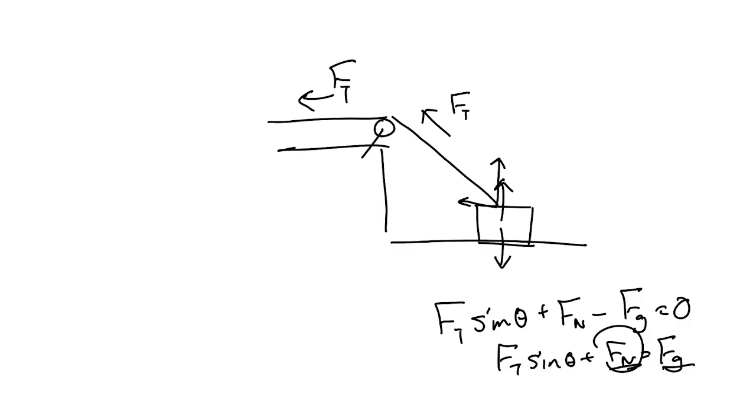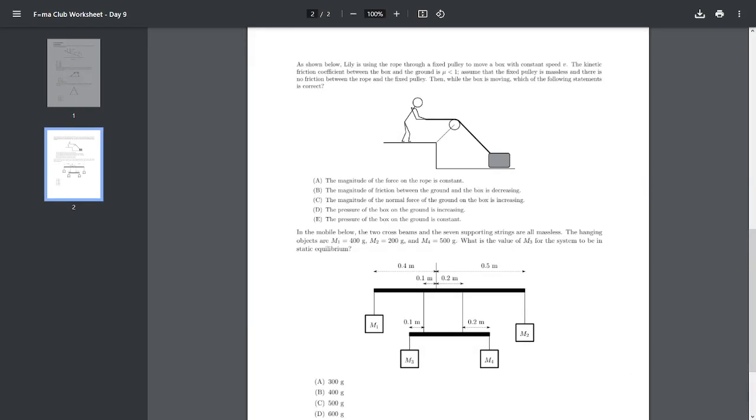And so if we look back on our worksheet, we're going to start eliminating choices. First, magnitude of the force on the rope is constant. That is not true. Second, magnitude of friction between the ground and the box is decreasing. That might be true because our frictional force is going to be our frictional coefficient times our normal force, and if our normal force is decreasing, that means our frictional force is also decreasing. Third, magnitude of normal force is increasing. That is not true. We just determined it was decreasing.